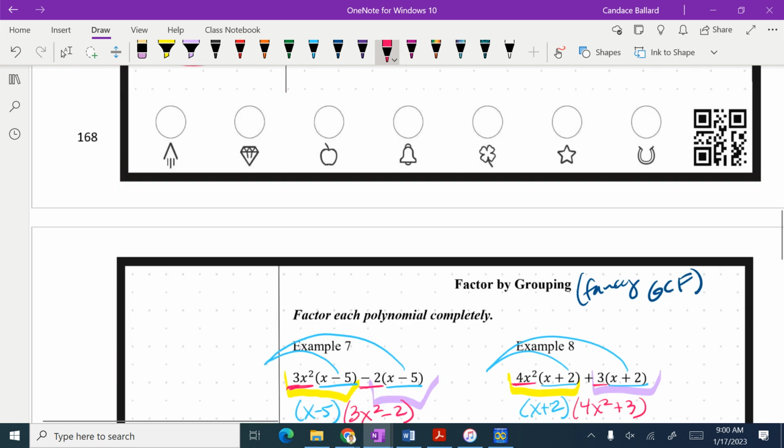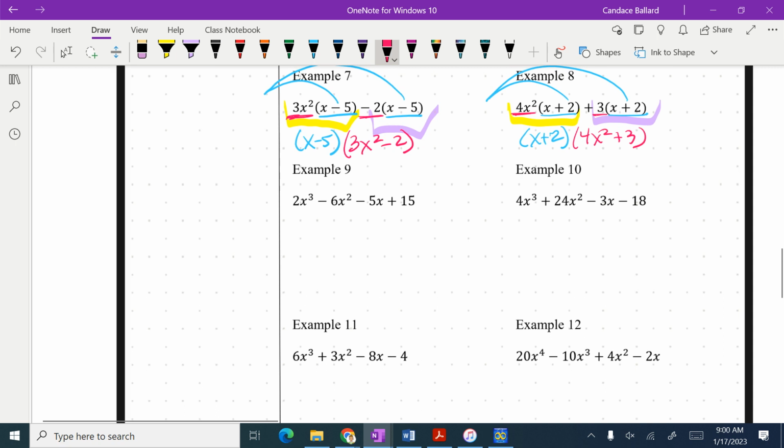Okay. All right. So first thing I'm going to look at, is there a greatest common factor that divides all 4 of those things? No. Okay, so now I'm going to count the terms. 1, 2, 3, 4. My red lights go off. I must be grouping. Okay.